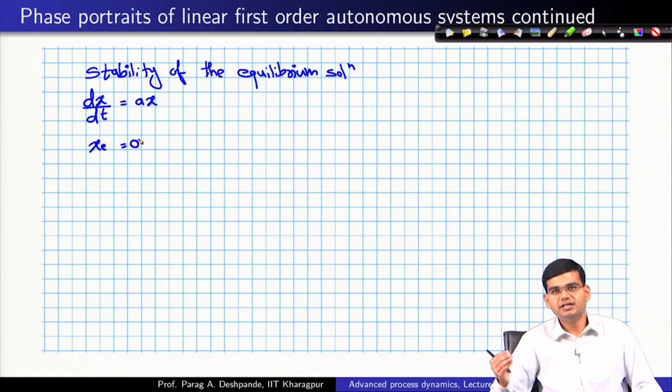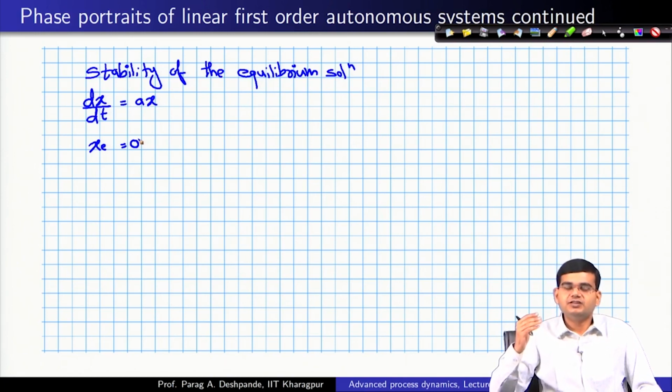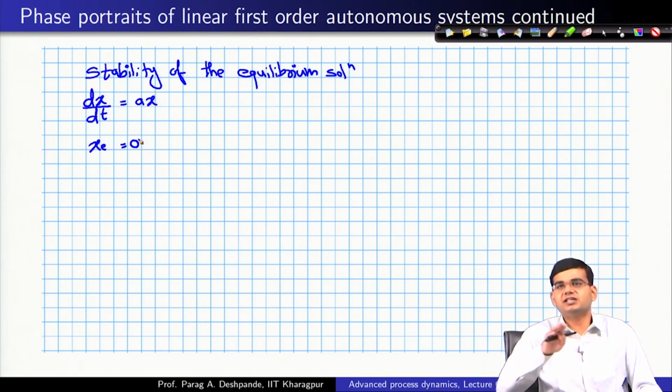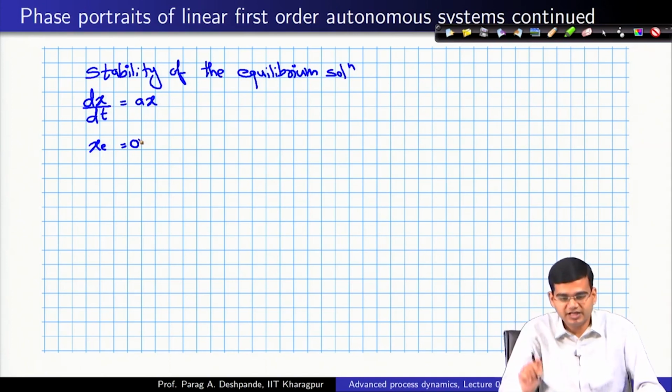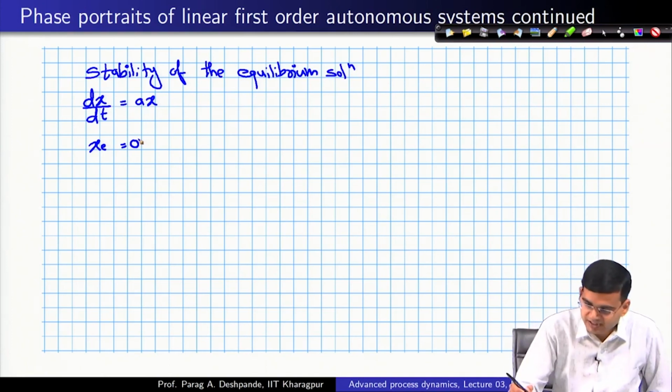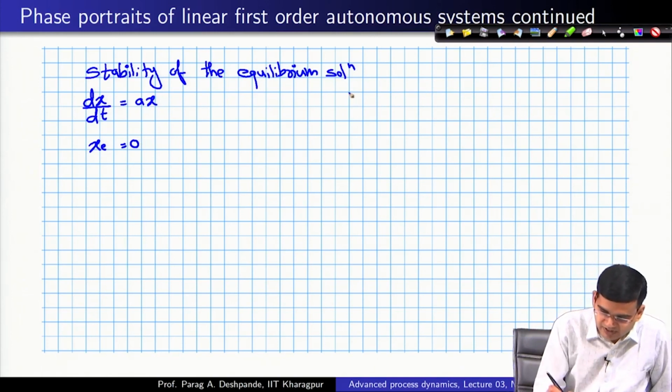Let me repeat, if x e is equal to 0 is an equilibrium solution, then if the system diverges away from x equal to 0 as time goes to infinity, then the solution is called unstable. If it remains there, then the system is called stable. So, can we assess this using the phase portrait? Well, we can draw the phase portraits here again.